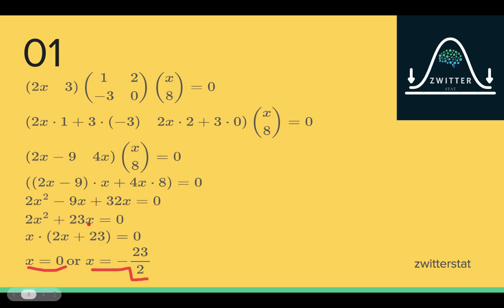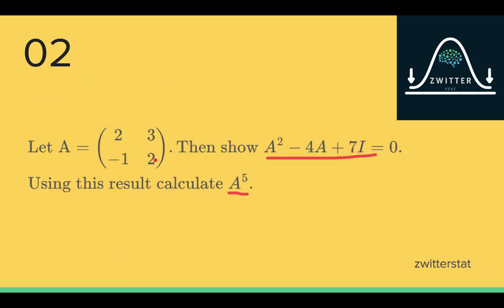So 2x square plus 23x equals 0, and taking x common, I get x times 2x plus 23 equals 0. So either x equals 0 or x equals minus 23 by 2. So here we have calculated the two possible values of x for this particular expression. So for these two values of x, the above multiplication will hold true. It will always be equal to 0, right? So moving on to next question.